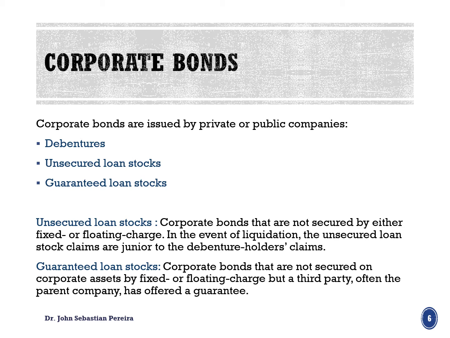balance of their investment. A guaranteed loan stock, on the other hand, is also not secured by company assets or fixed or floating charge, but by a third party. Generally, this is done by the parent company. The parent company serves as a backup or a guarantee for investors who are interested in investing in a guaranteed loan stock.